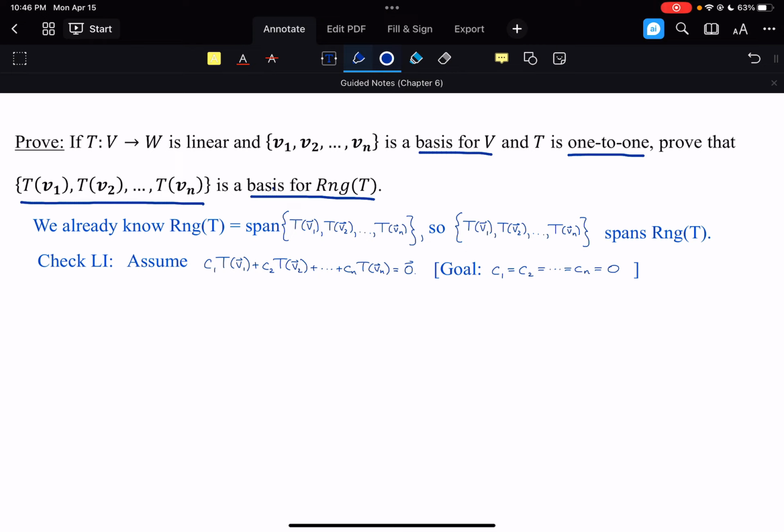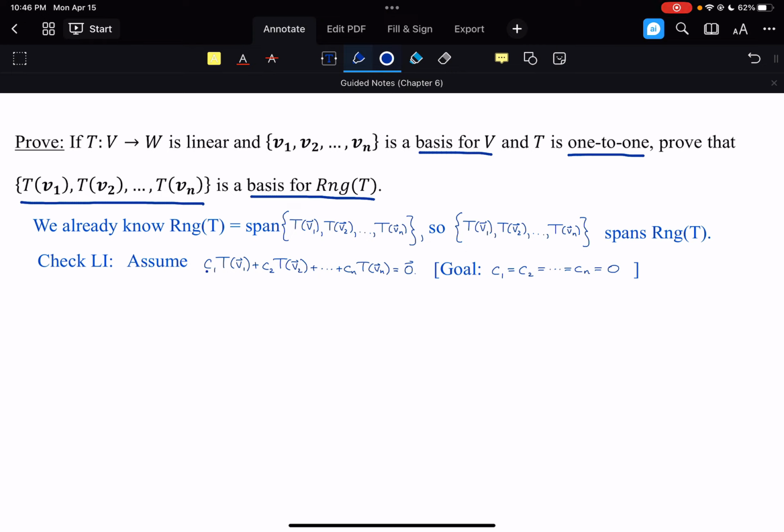Now, in terms of showing that something is a basis, we need to show that it spans, and we need to show that the vectors are linearly independent. The span part is easy, and that's most of what I have written up here already. We already know that the range, by definition, is the span of the transformed basis. That's just how we define the range. So the transformed basis definitely spans the range. Span is no problem. The question is, are they linearly independent? And this takes a little bit more work on our part.